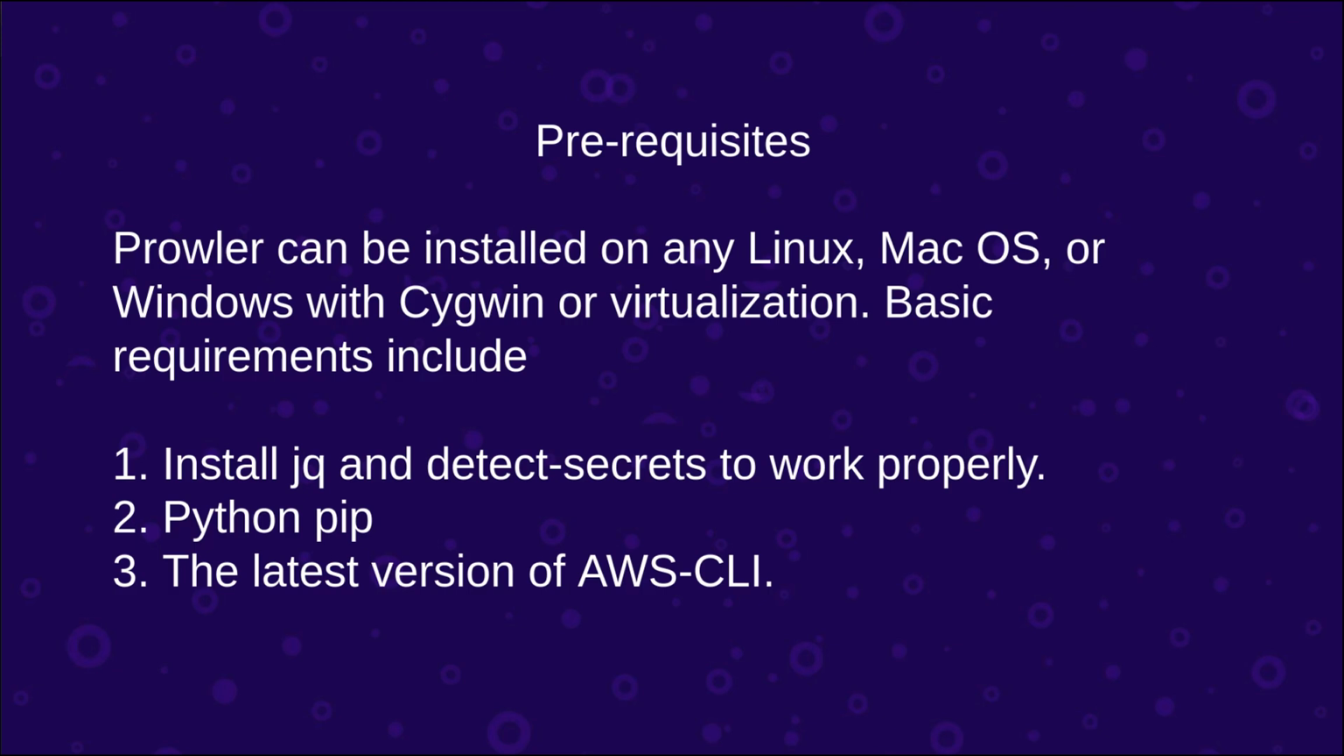The prerequisites are: Prowler can be installed on any Linux, Mac OS, Windows, or virtualization. The basic requirements include installing jq and detect-secrets to work properly. Then install Python pip and the latest version of AWS CLI.